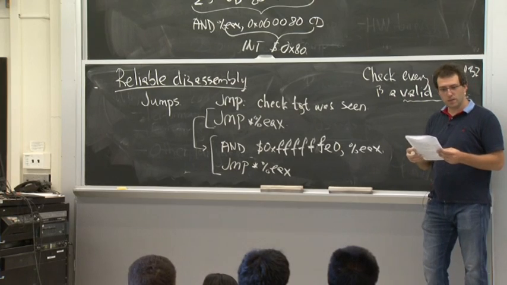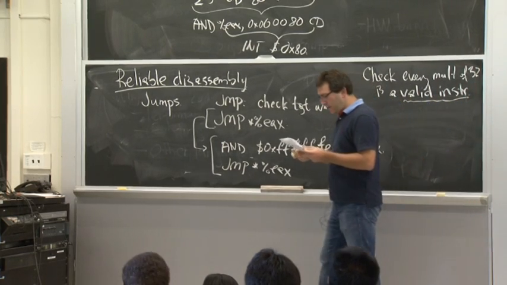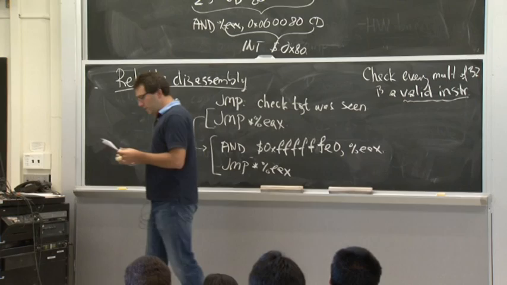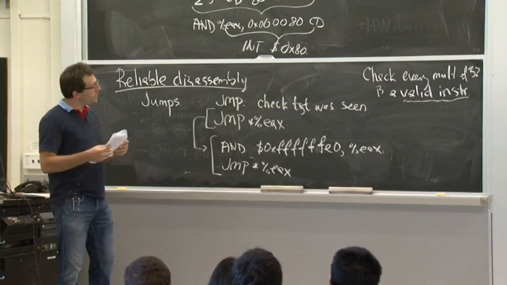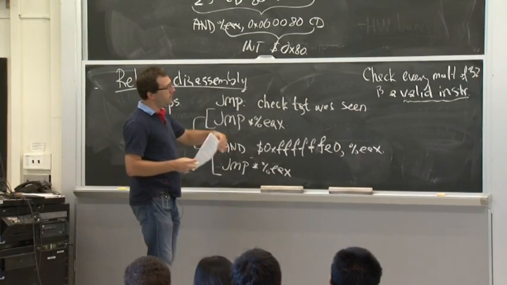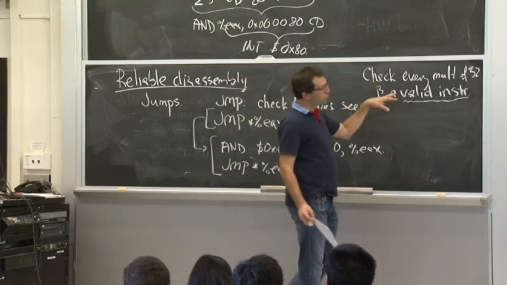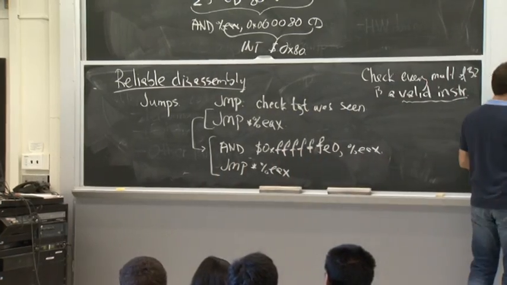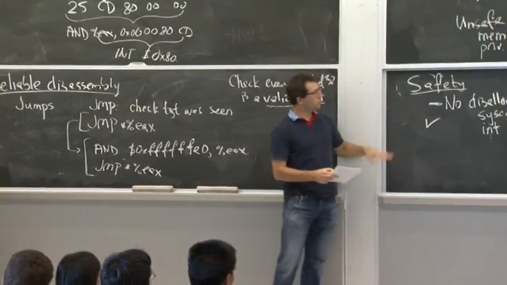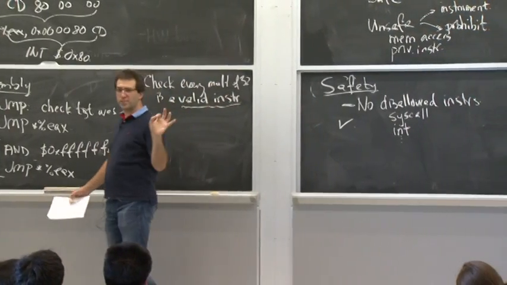Make sense? All right. So what does this guarantee to us? What this makes sure is that we always see what happens in terms of the instructions that will be executed. So this finally gets us this rule, so we can be sure there's never a system call being issued.